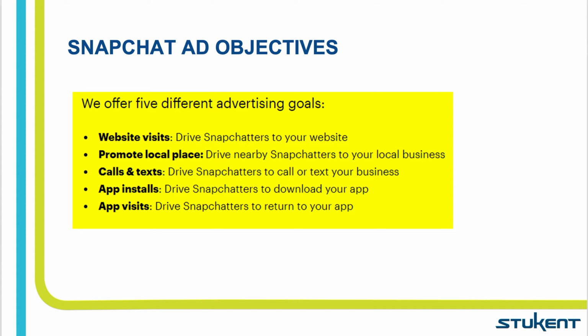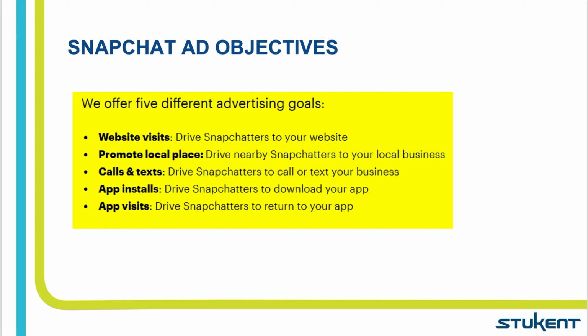Snapchat ad objectives. There are 5 different advertising goals. You want website visits. You want to drive them to your website. You want to promote a local place. Drive them to your local business. Push them. Make them go there. Calls and texts. You want to drive Snapchatters to call and text your business for inquiries, for quotes, for hey, let's make reservations for Friday night.